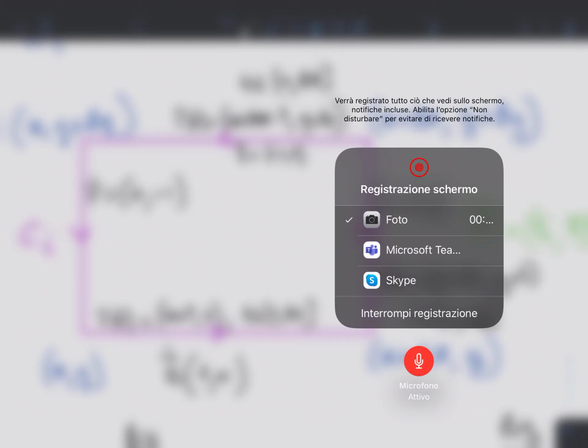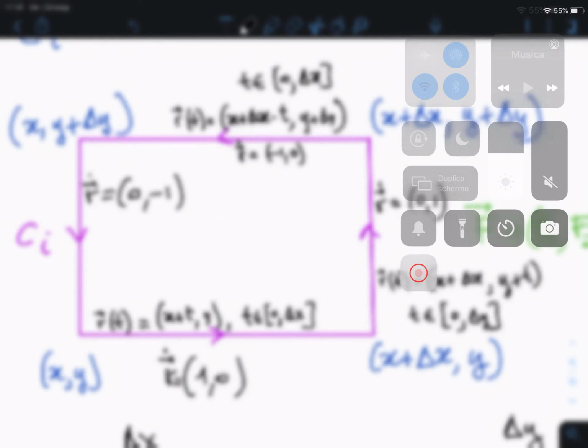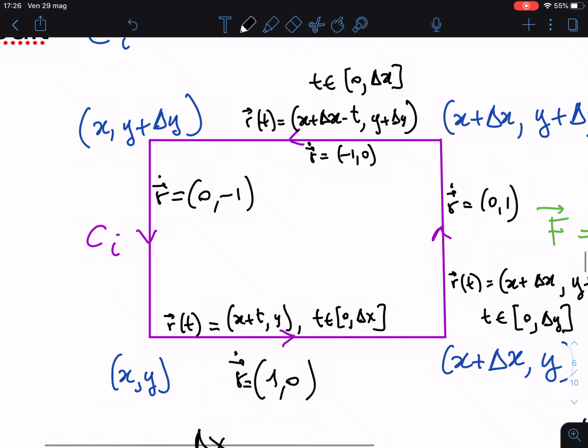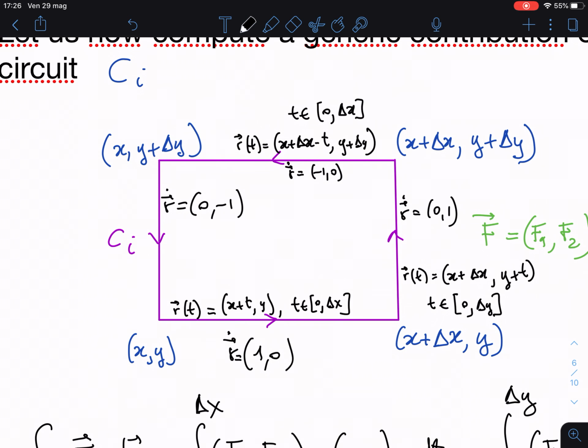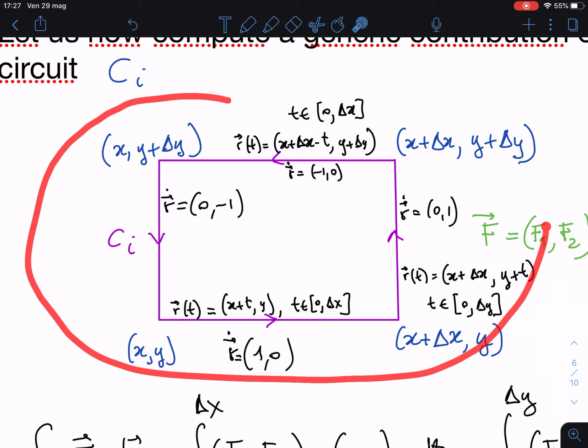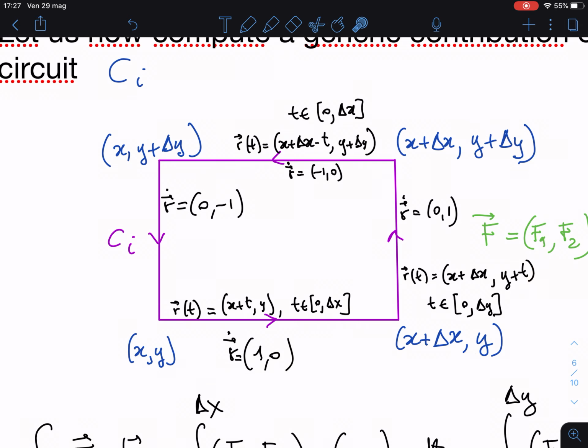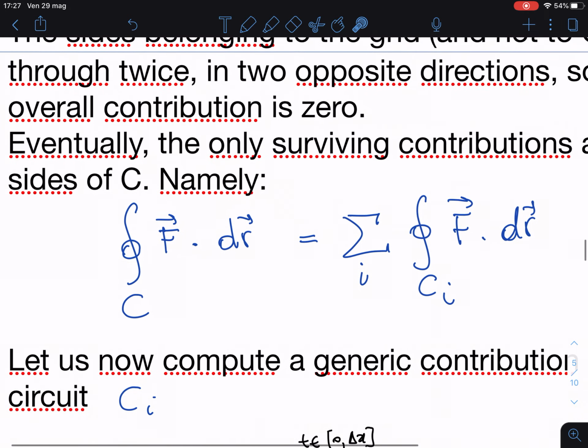Okay, here we are, microphone still active, so let us go back to our proof. So, we want to compute the circulation of the field on this square and find the Gauss-Green theorem formula.